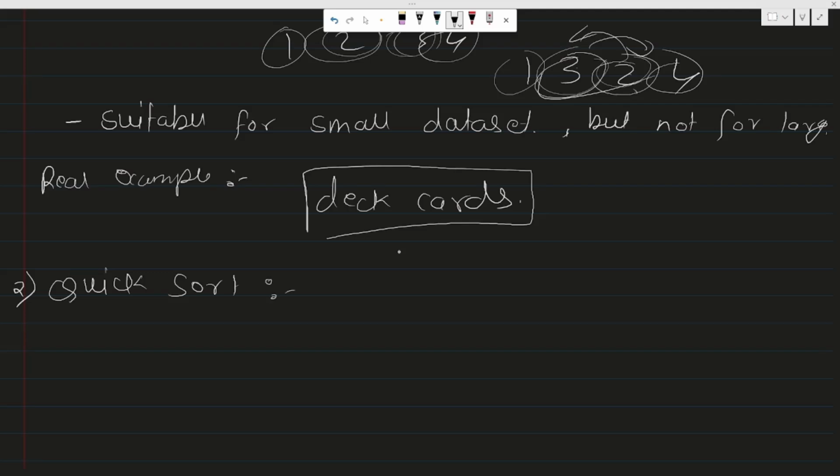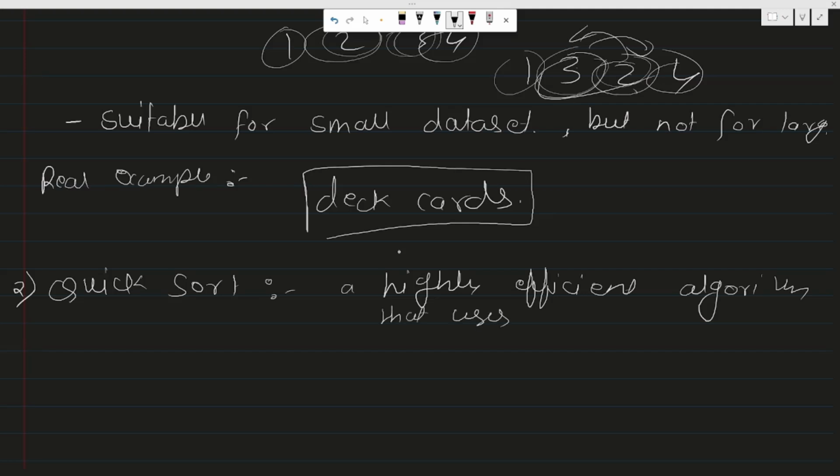A highly efficient algorithm that uses a divide and conquer approach.